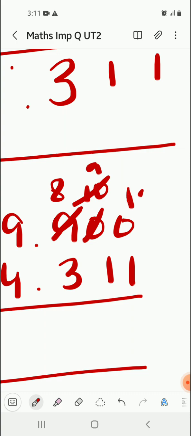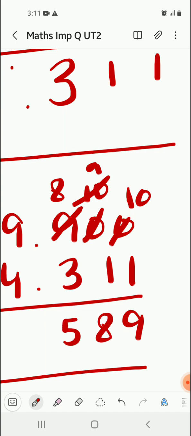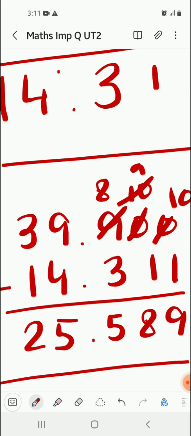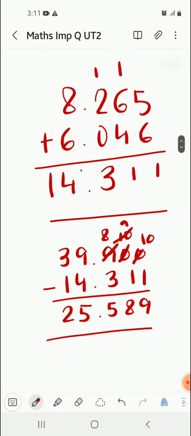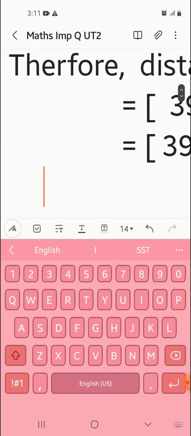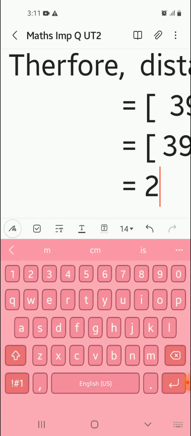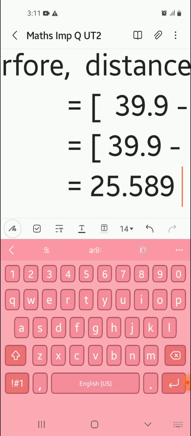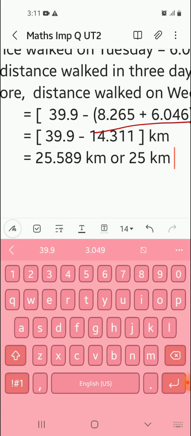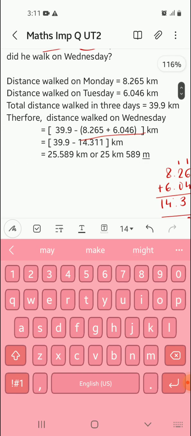And here finally we have got 10 minus 1, 9, 9 minus 1, 8, 8 minus 3, 5, then after the decimal place, 9 minus 4 is 5, and 3 minus 1 is 2. So we have got 25.589 kilometer. So 25.589 kilometer is the answer. Or you can also write it as 25 kilometer and 589 meters. Both the ways.